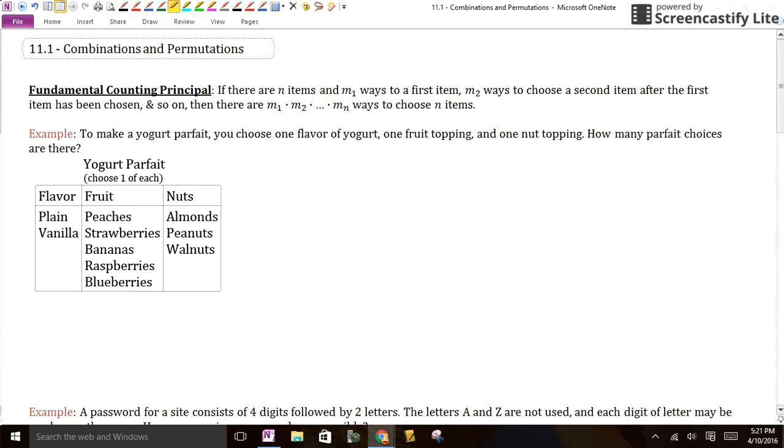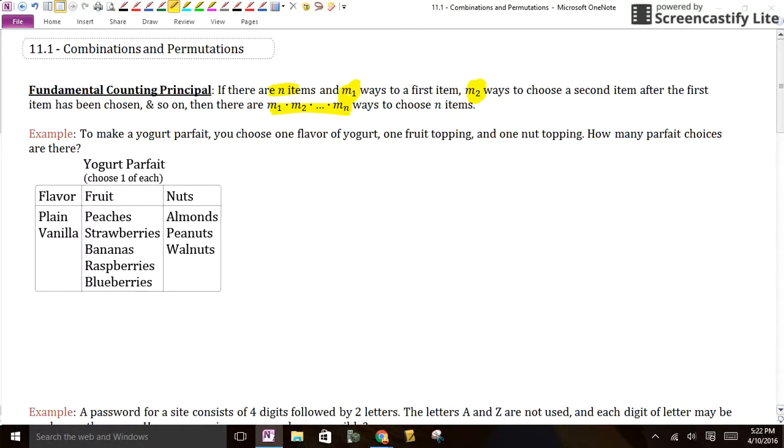So let's start off with the fundamental counting principle. The counting principle says that if there are n ways to do the first item, and then there are m ways to do the next item, and it keeps building on that, then all you have to do is multiply these all together, and that'll tell you how many ways you can make it. Now, let's try to make more sense out of that.